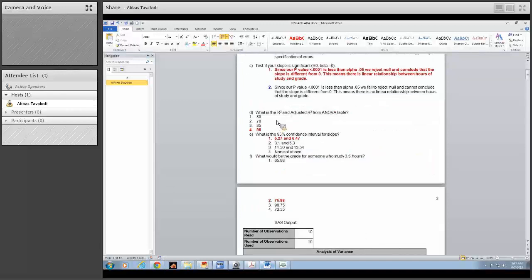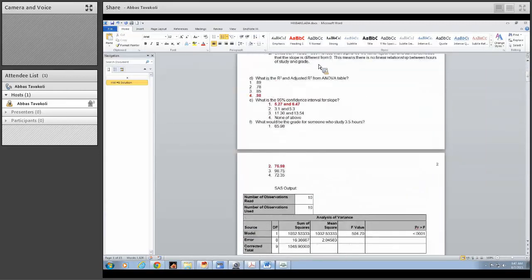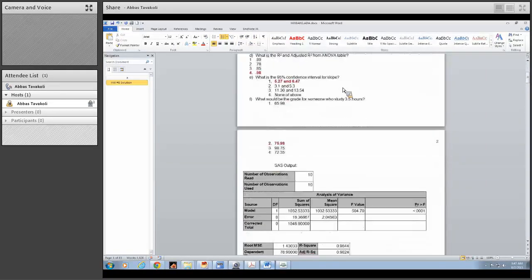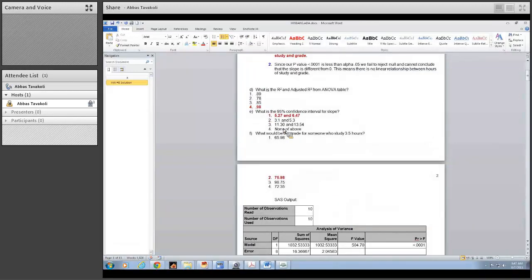What is R squared and adjusted R squared from the ANOVA table? Both of them are 0.98. So that's the correct answer.